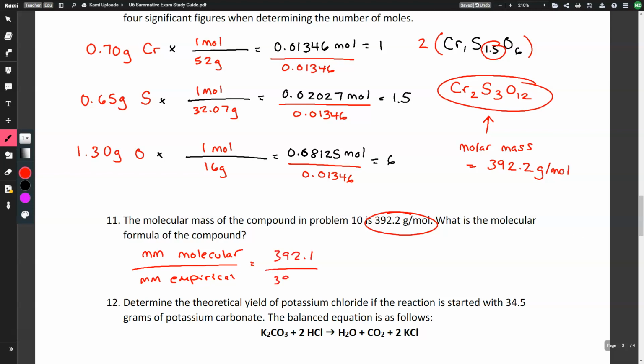392.1 over 392.1 is 1. So our molecular will be the same as our empirical, which is Cr2S3O12.